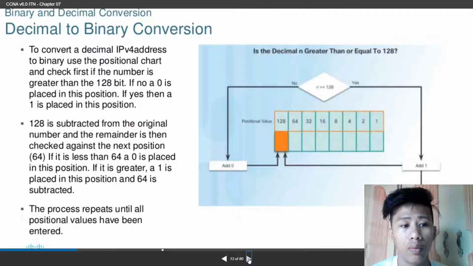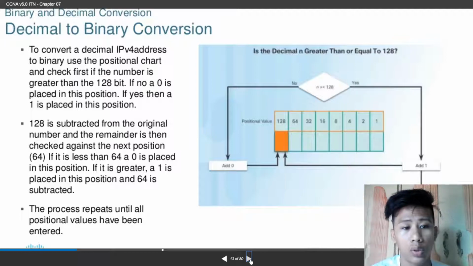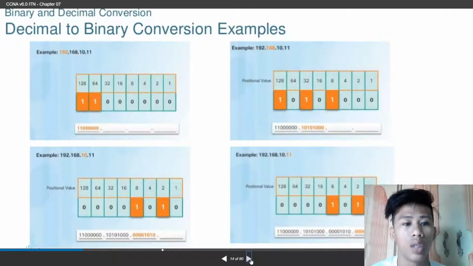Decimal to binary conversion is also used to convert a decimal IPv4 address to binary. Use the positional chart and check first if the number is greater than 128. If no, a 0 is placed in the position. If yes, then a 1 is placed in the position. The process repeats until all position values have been entered. Decimal to binary conversion examples.